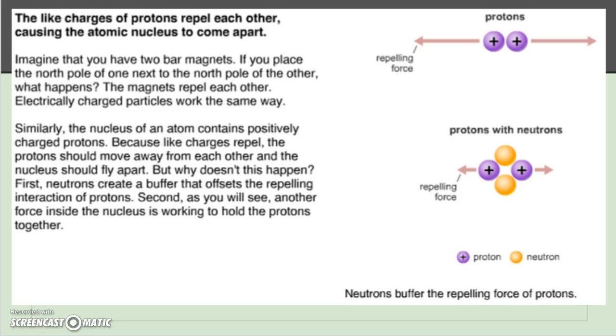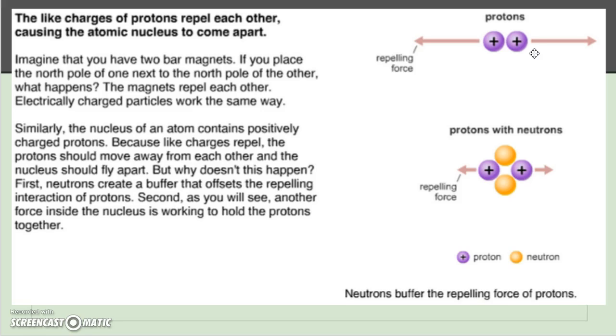All right, so you don't have to write this part down, but this part is important. So in the nucleus, we have protons and neutrons, right? So they said the like charges of protons repel each other, causing the atomic nucleus to come apart. Think about when you put two magnets together. Okay, they either attract, but if you flip them around, they repel each other. Why? Because you have the two north ends together, or the two south poles together. Well, it's the same thing with the nucleus. They repel each other. They're two positives, so they want to be away from each other, but yet they're stuck in the nucleus together, and they're stuck being by each other.